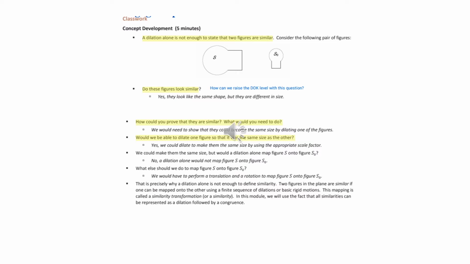In the concept development section, we find many higher level questions that lead students to understand that dilation alone is not enough to define similarity. Let's look at the questions posed to the students in this part of the lesson. The question, do these figures look similar, seems to be a DOK 1 question. However, it would be very easy to raise it a level by asking the students to explain their thinking and their reasoning.